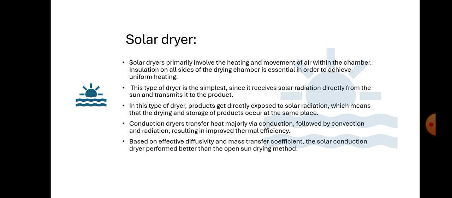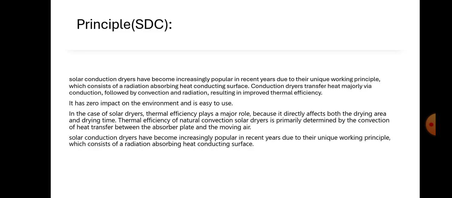The conduction dryer basically works on conduction. It transfers heat majorly via conduction, followed by convection and radiation, resulting in improved thermal efficiency. Based on effective diffusivity and mass transfer coefficient, the solar conduction dryer performs better than the open sun drying method. Now we look at the principle.